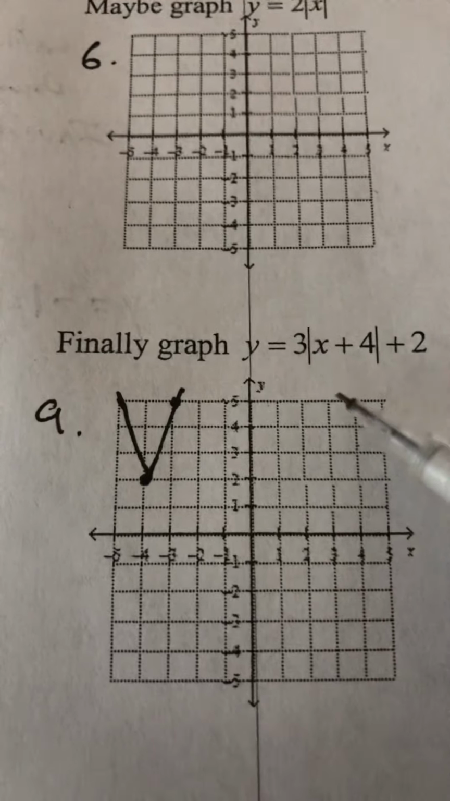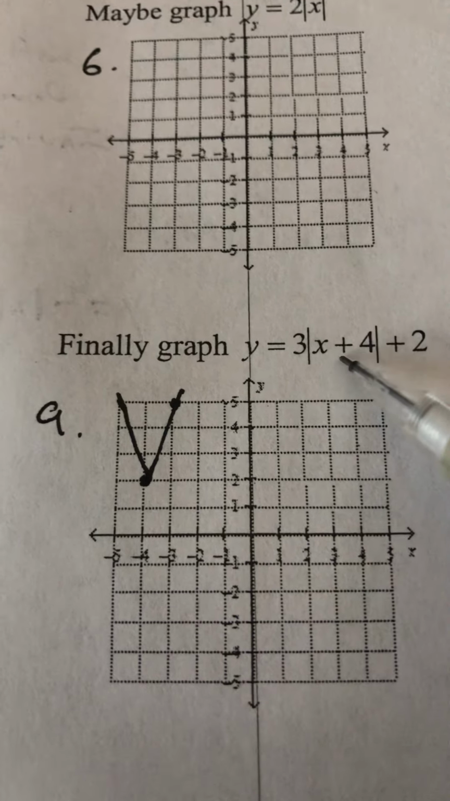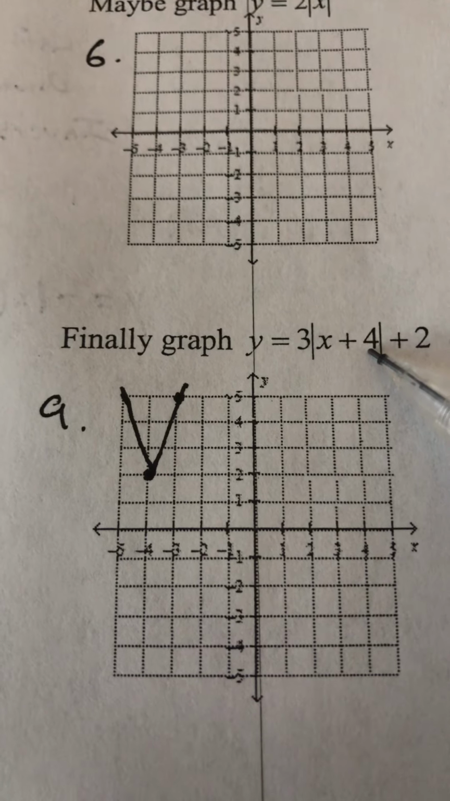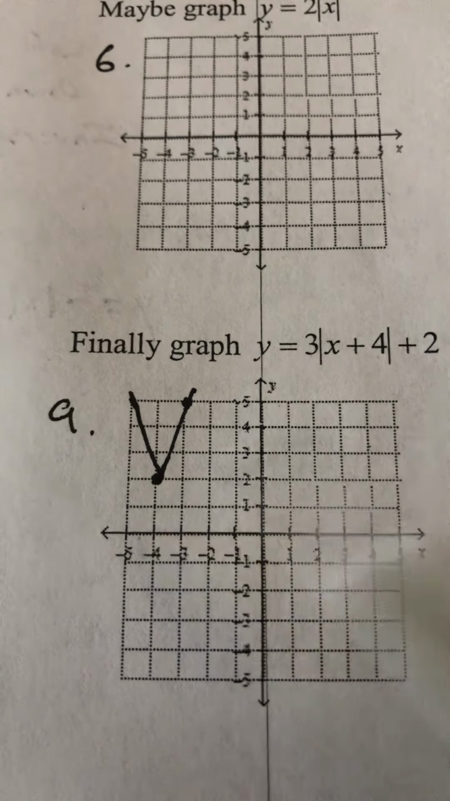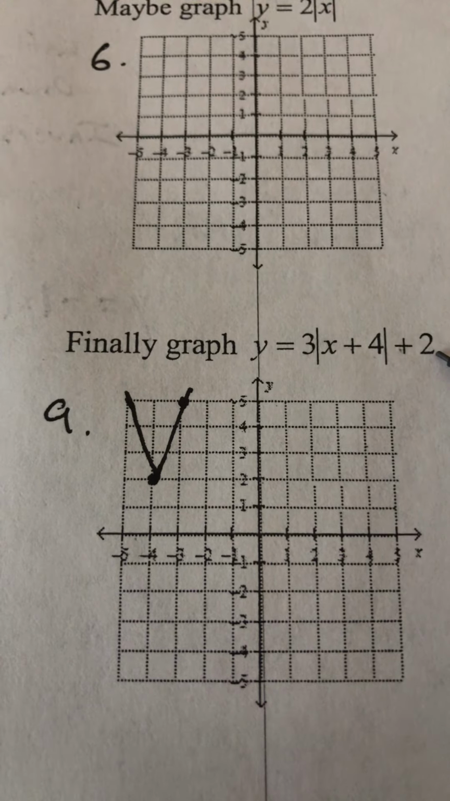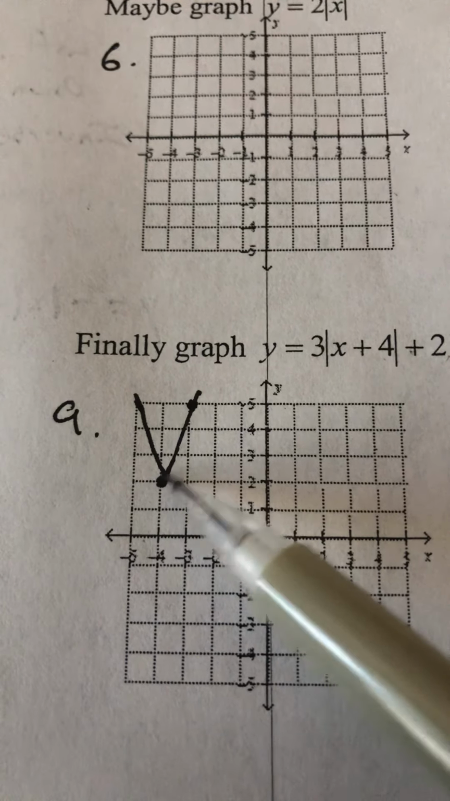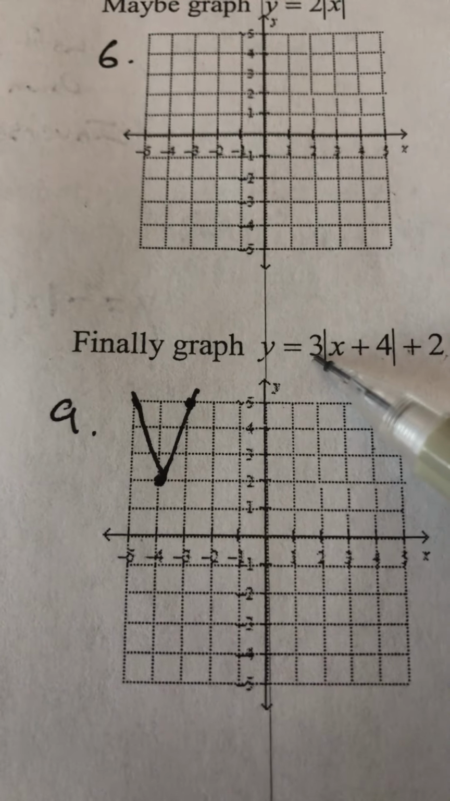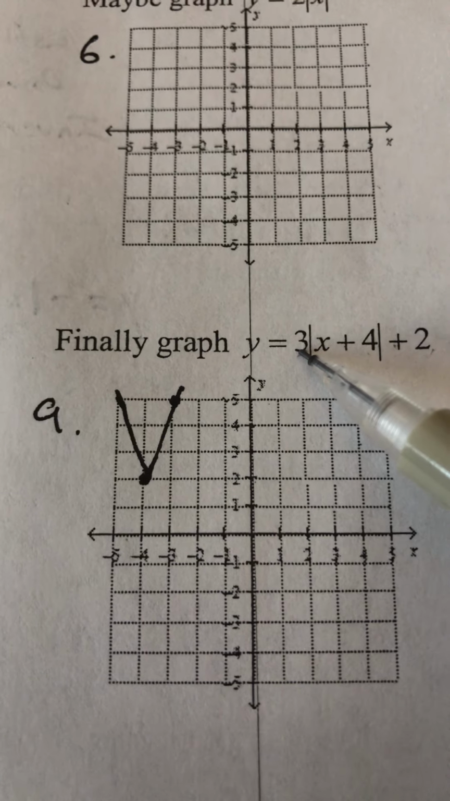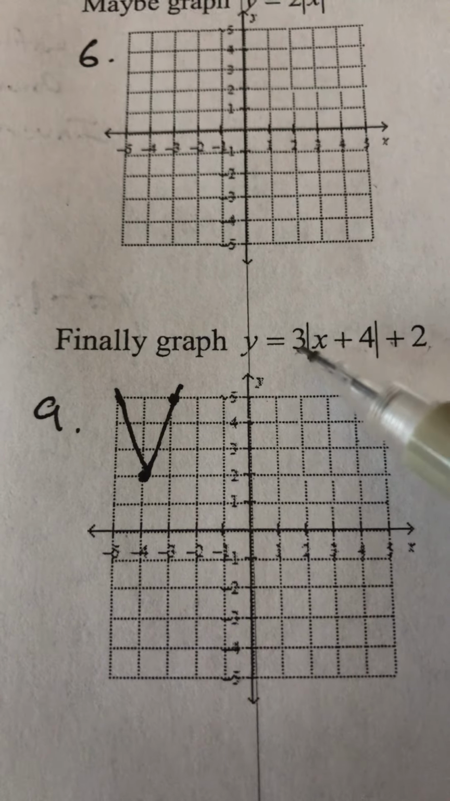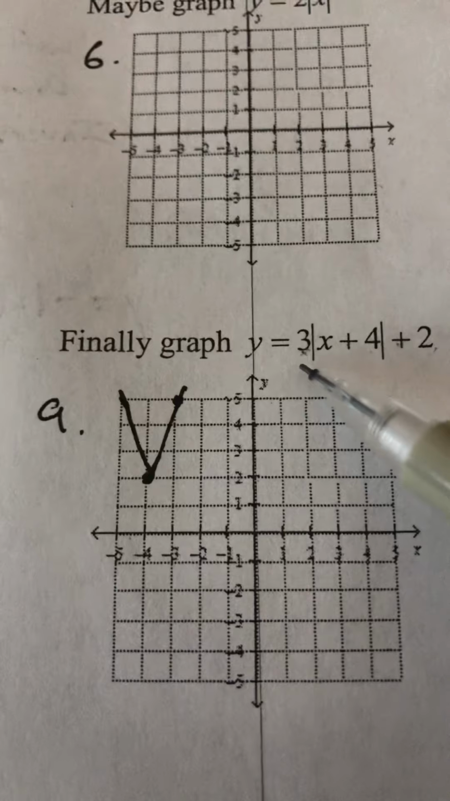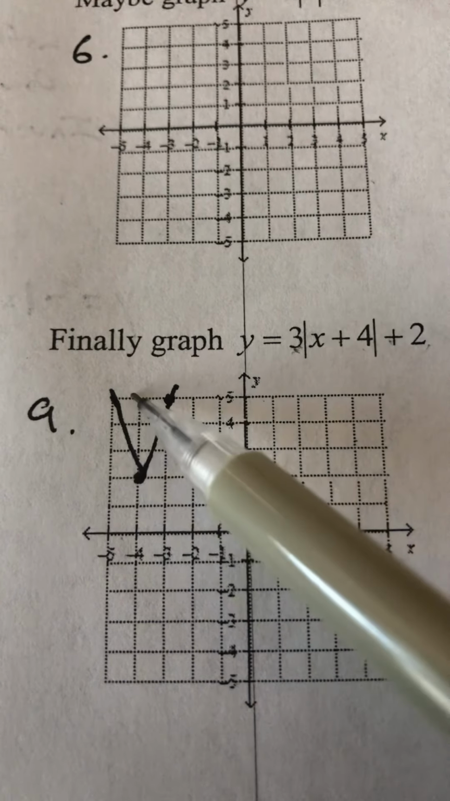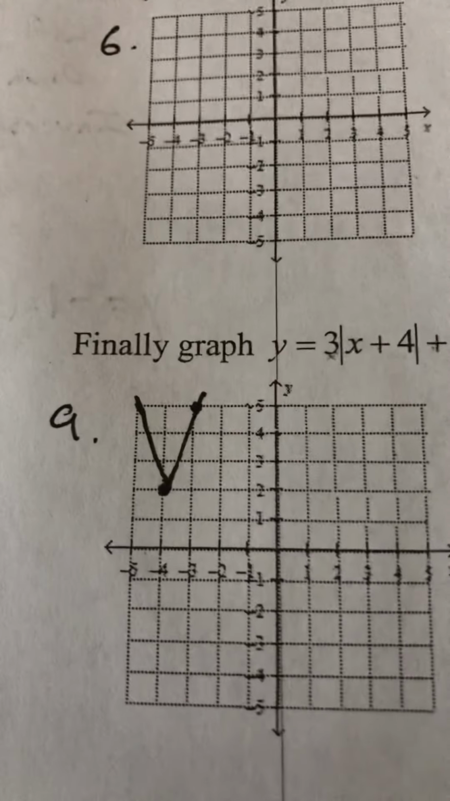And then this one, I shifted horizontally left 4, and I went vertically up 2. So, I had that. And then this is 3. This is going to be my new slope. So, it's going up 3 over 1. Okay.